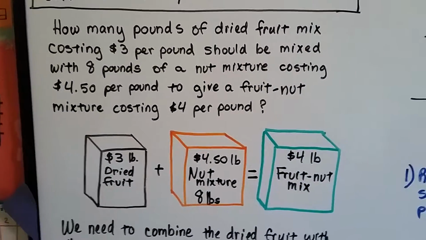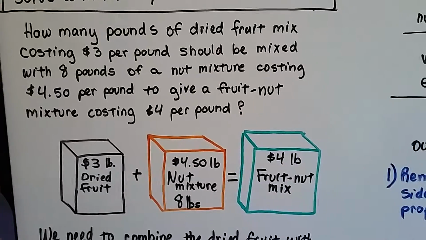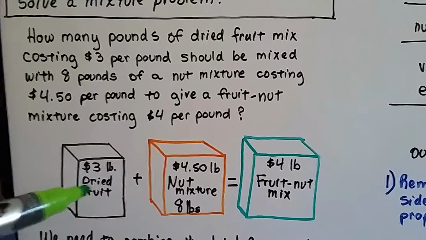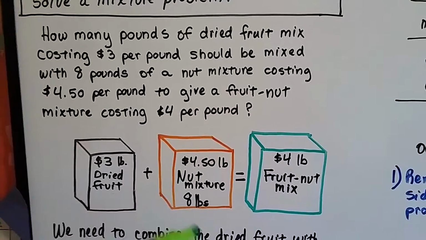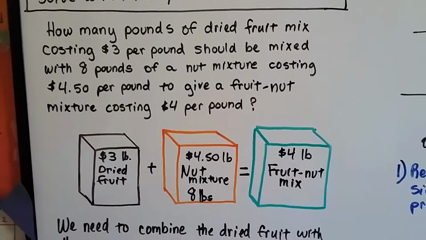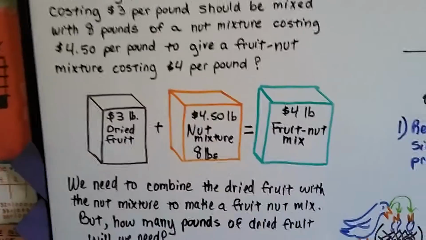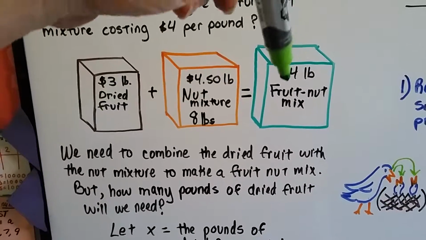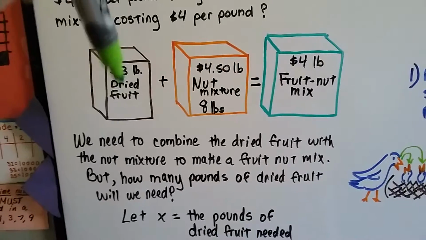So here's our problem. How many pounds of dried fruit mix costing $3 per pound, that's the first bag here, should be mixed with 8 pounds of a nut mixture costing $4.50 per pound to give a fruit nut mixture costing $4 per pound. So we need to mix these two together to get this guy, okay? We need to combine the dried fruit with the nut mixture to make a fruit nut mix. But how many pounds of the dried fruit will we need?